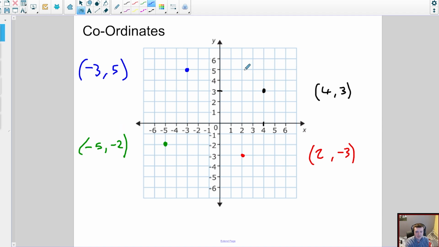You notice here we have both of them are positive. Here we have the first one positive and the second one negative. Here we have both negative, and here we have the first one negative and the second one positive. And that will always be the case if they end up in one of these four sections.